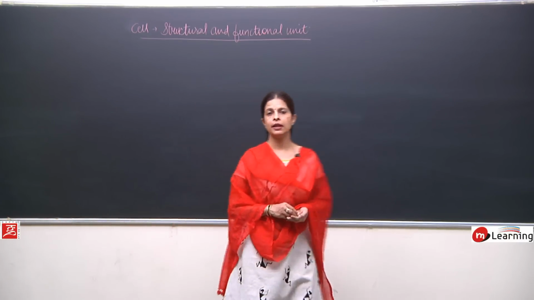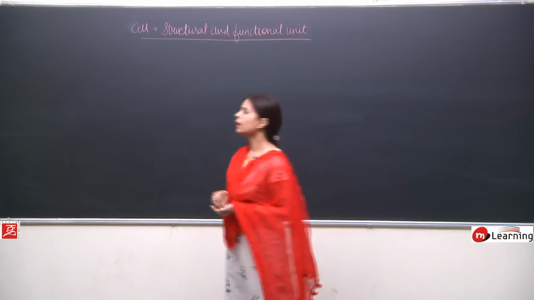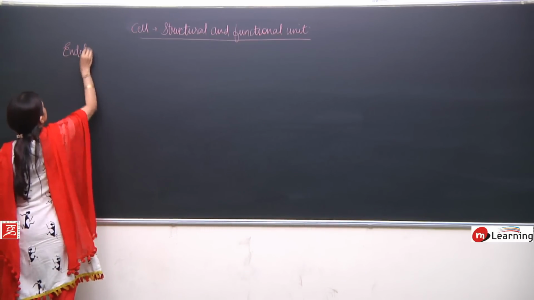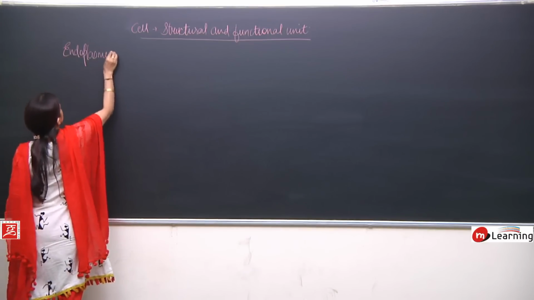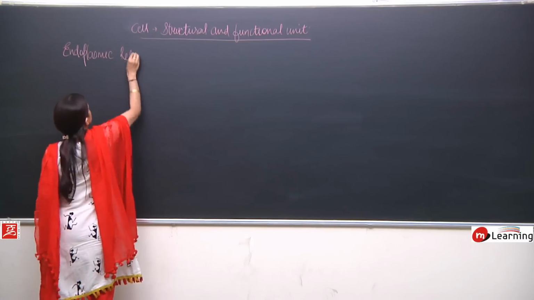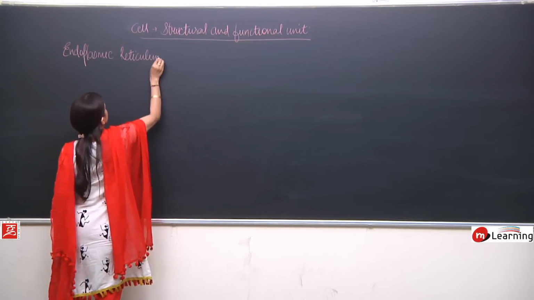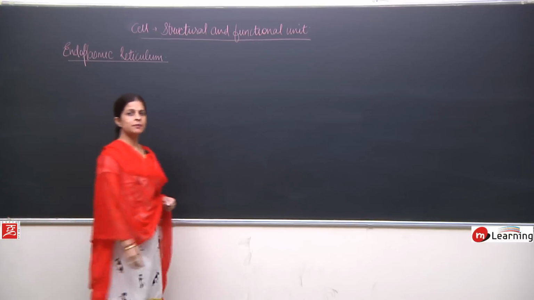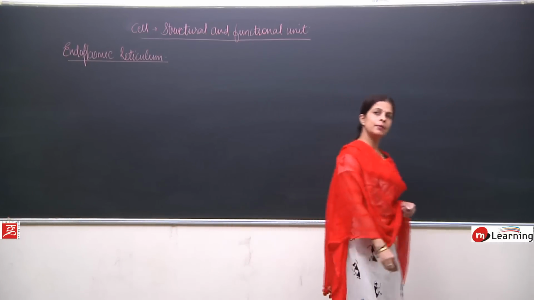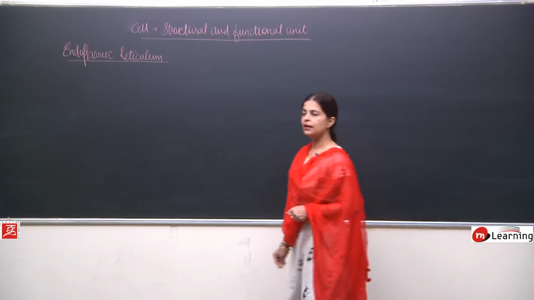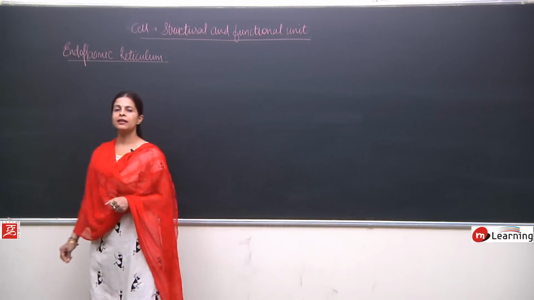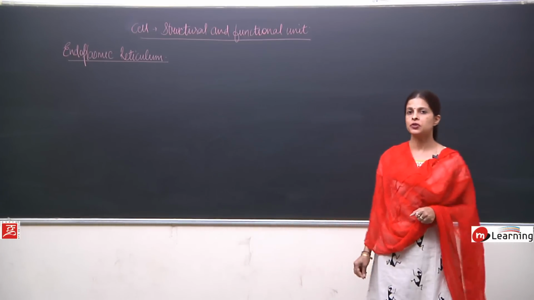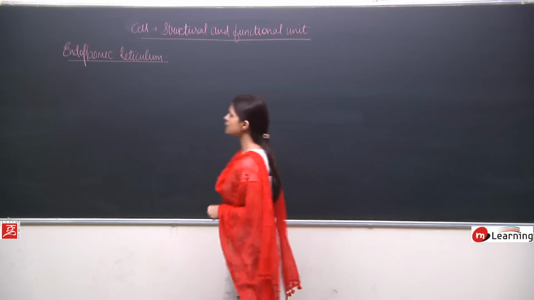Next we will talk about the endoplasmic reticulum. Endoplasmic reticulum is a double membrane structure. It is somewhat a tubular structure, but an irregular tubular structure. So what is endoplasmic reticulum?